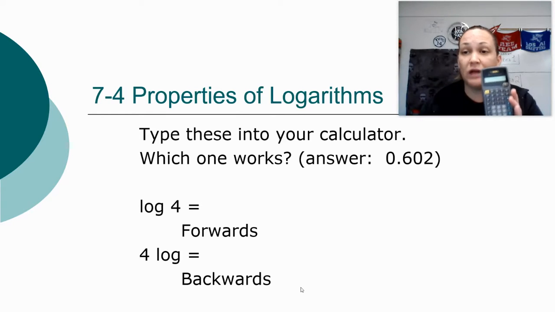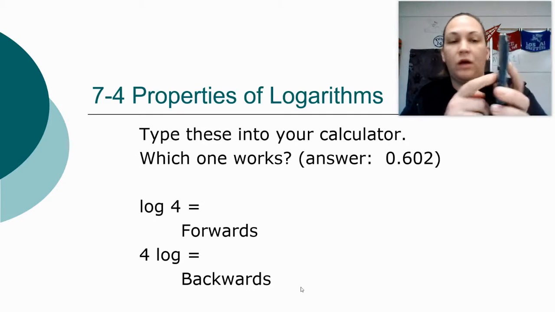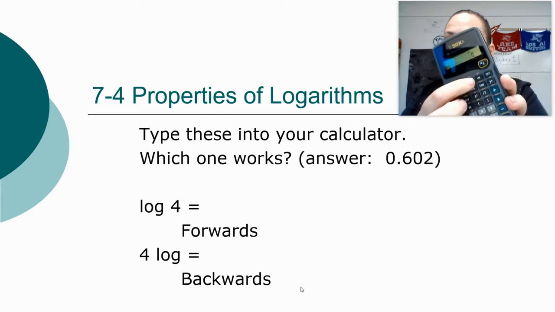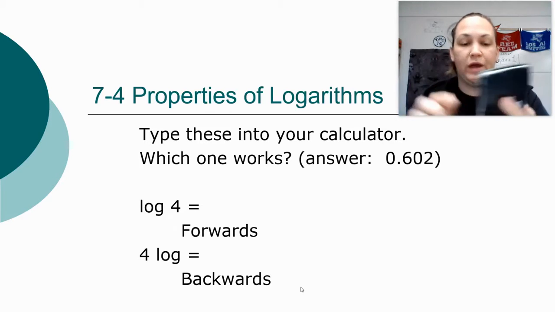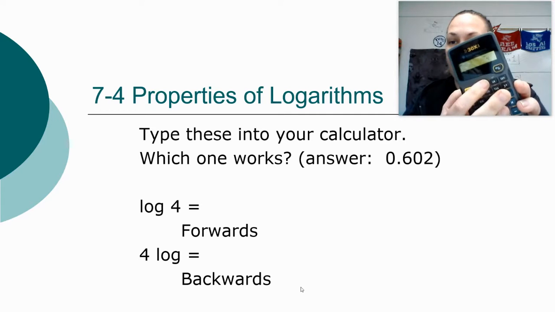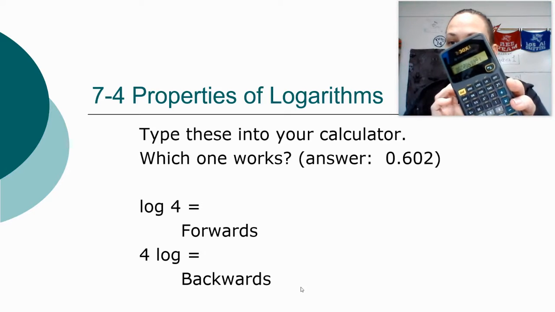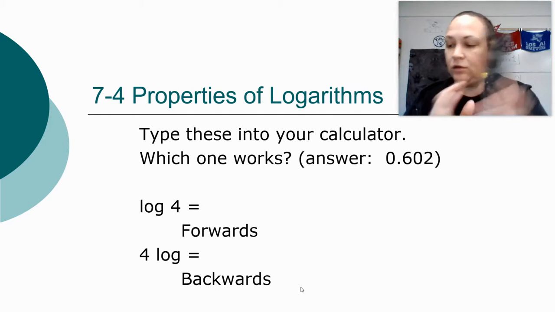This calculator only has 1 line on it, so this calculator is a backwards calculator. You'll see the log button is up here. If I just type in log right now, it gives me an error, so I can't type it in the forwards way. I would have to hit the number 4 first, and then the log button, and then it gives me the answer. Okay, that's a backwards calculator, and that is just not a very user-friendly calculator.